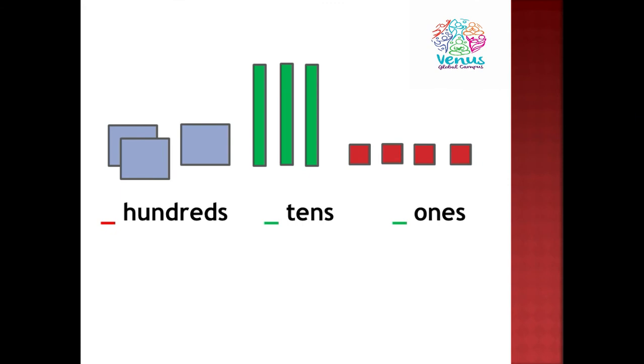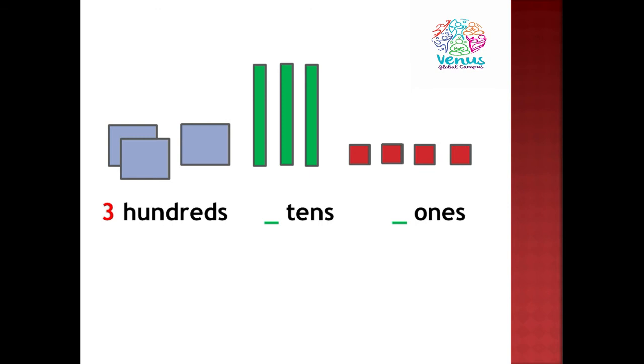Now see here children, we have to write the number and number name for this diagram. See here, these big squares represent hundreds. As we know, the long stack is tens and small squares are ones. So here, how many hundreds are there? 1, 2, 3. 3 hundreds are there.